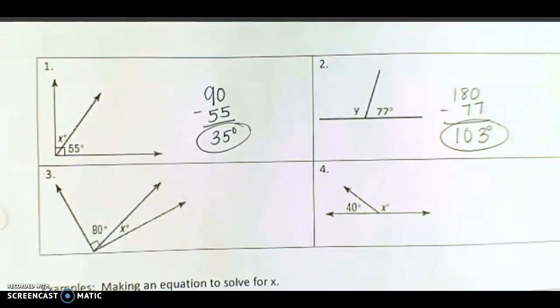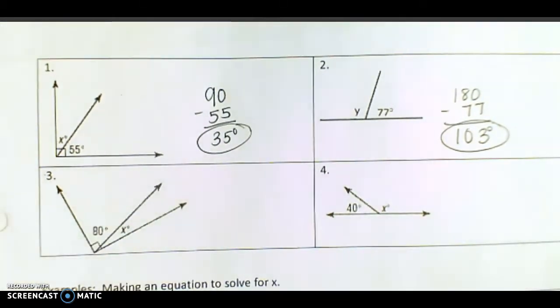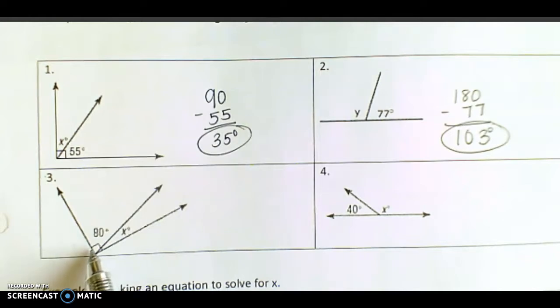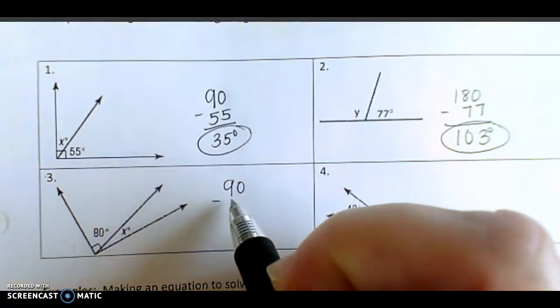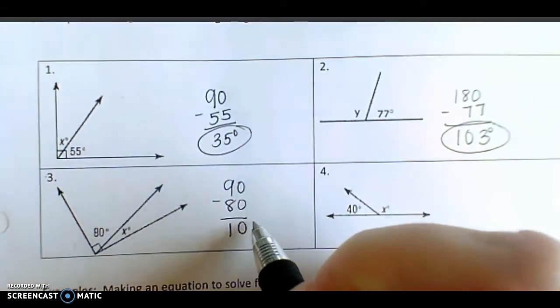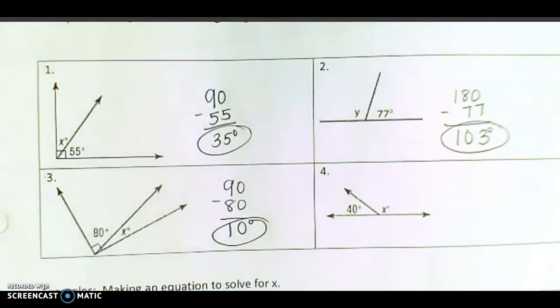Number 3. When you look at number 3, first of all, figure out what kind it is. Well, that's complementary because I see the little box there, and that box represents 90. So if I need to find x, I need to subtract from 90. So I'm going to do 90 minus 80 again. I get 10, so 10 degrees is my missing angle.